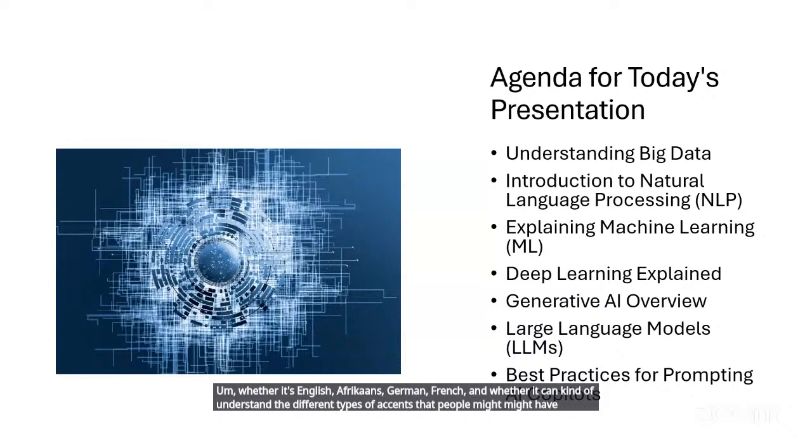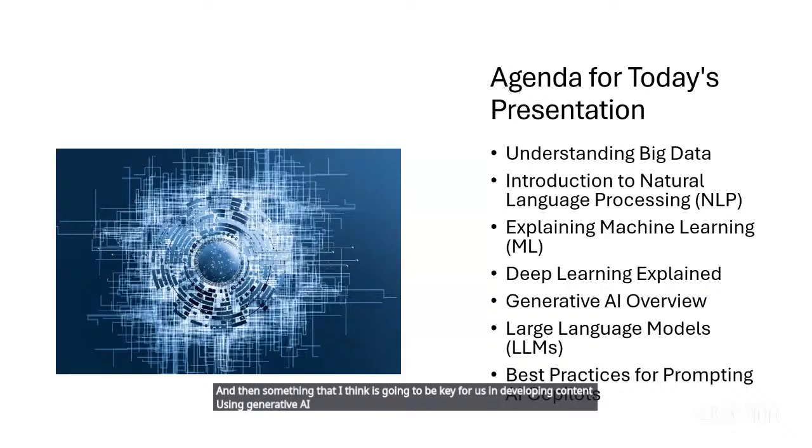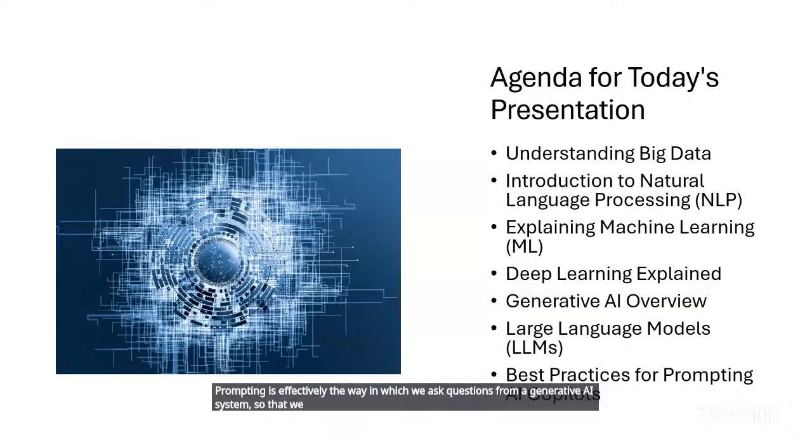Then we want to do a very brief talk about machine learning, the ins and outs of machine learning. We'll go over to deep learning, generative AI, large language models. And then something that I think is going to be key for us in developing content using generative AI is understanding prompting. Prompting is effectively the way in which we ask questions from a generative AI system so that we get an appropriate response. Prompting really has a big influence on the result that you get.